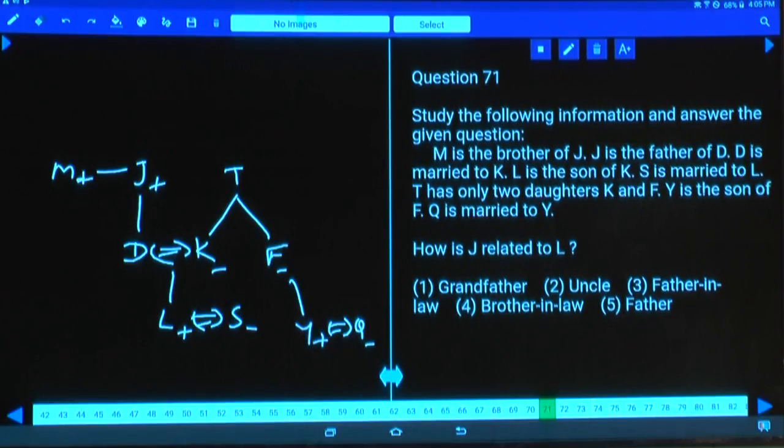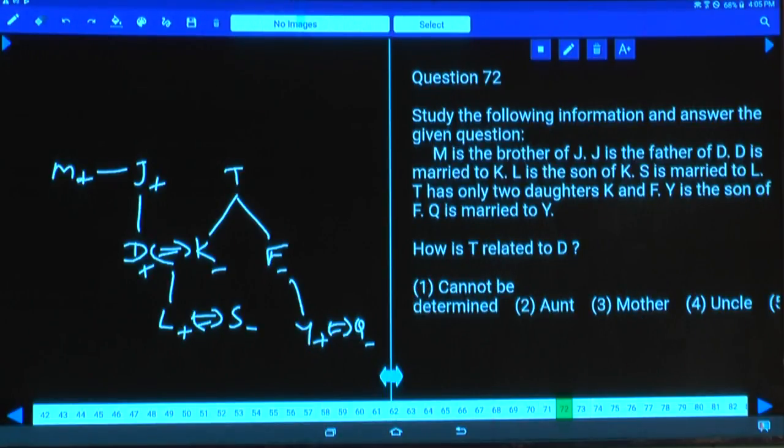Then question number 71. How is J related to L? L's father's father, that is grandfather, that is choice 1, 71. Then coming to choice 2. How is T related to D? Now the gender of this T is not known. This T can be either male or female. If this T is a male, father-in-law, or if this T is a female, mother-in-law. The answer could be either father-in-law or mother-in-law, hence cannot be determined, choice 1.